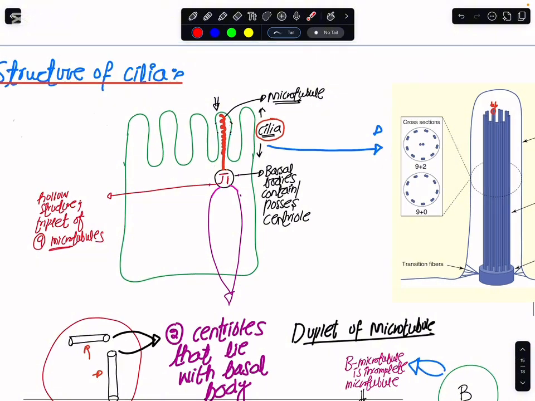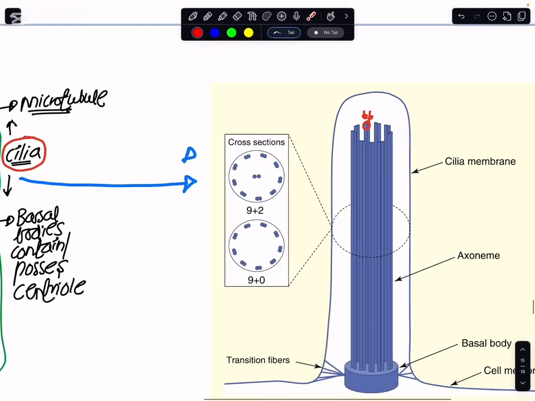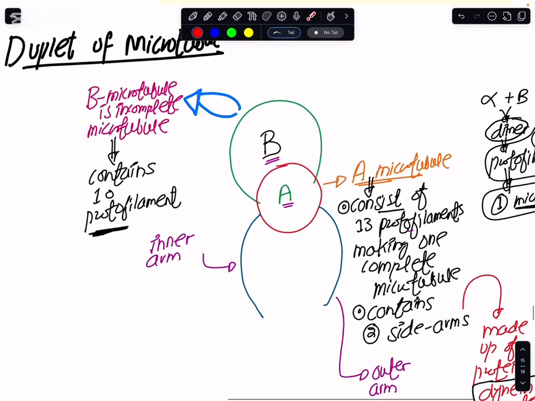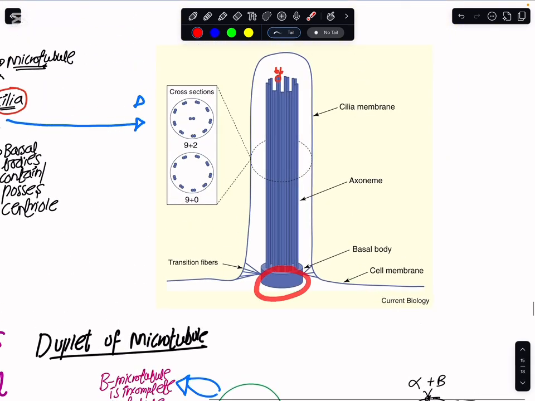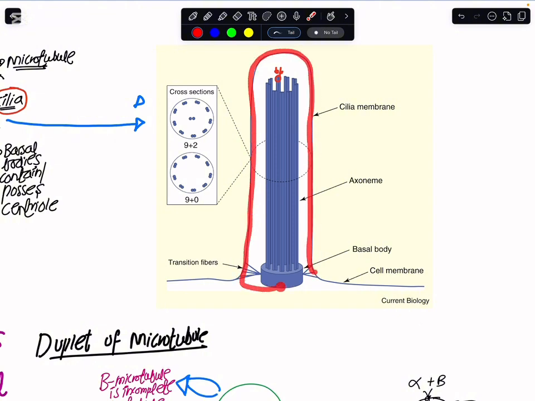So if I were to summarize all of this for a while, the basal bodies have 9 triplets of microtubules. The cilia have 9 surrounding duplets and two central microtubules. In the 9 duplets, again, we have the A and the B microtubule. Among them, the A is a complete microtubule having 13 protofilaments, and B is an incomplete microtubule having 10 protofilaments. And collectively, the basal bodies and this 9 plus 2 configuration of microtubules, along with the cell membrane, make a complex, and the name of the complex is the axoneme.